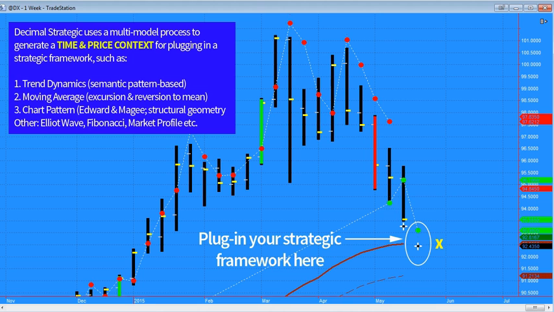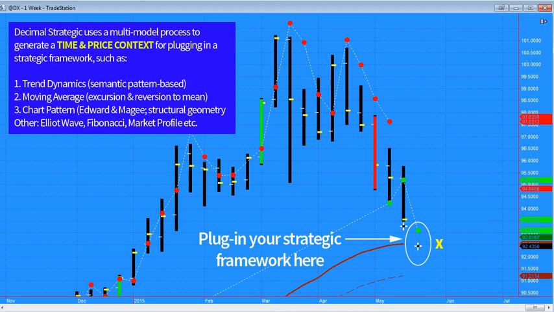In the example that follows, we'll plug in the Trend Dynamics Strategic Framework, which is essentially a swing pattern-based framework built around a semantic rule set called the Laws of Trend Dynamics, integrated with objective rules for swing analysis. However, one can just as effectively use other valid existing frameworks, such as a higher time frame moving average strategy, which is based on robust tendencies for reversion and excursion from the mean.